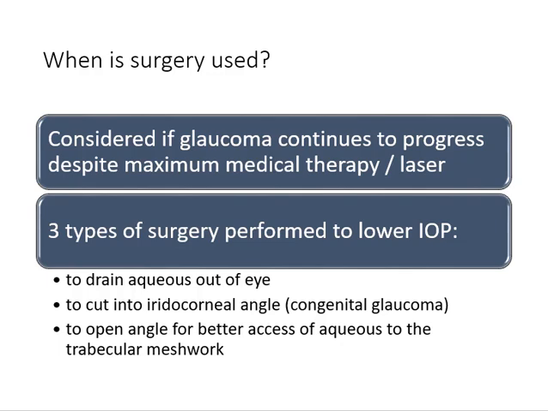There are three types of surgery that are performed, and they are designed to lower intraocular pressure. And they do this by either draining aqueous out of the eye or by cutting into the iridocorneal angle to help lower the intraocular pressure, or open up the angle for better access of the aqueous to the trabecular meshwork. They are really a last option, and they are invasive, and they can also cause cataract. So they're not a preferred choice. The preferred choice that you would start a patient on in glaucoma management is drops.